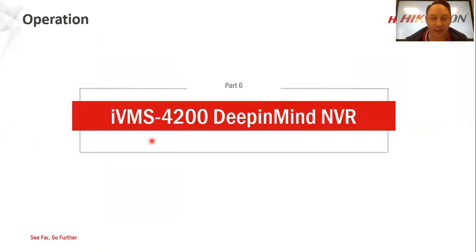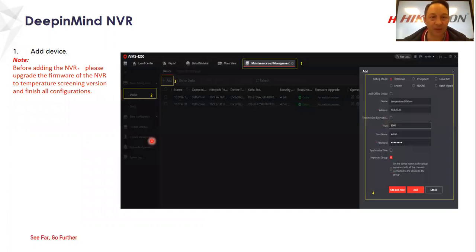All right, 4200 in the DeepinMind NVR. So what we need to do is obviously add the device into 4200, right? But before we add the NVR into 4200, it's important to have the correct firmware version on that NVR. Okay, so make sure, I showed you the firmware versions of the different devices on one of the initial slides that we went through. Make sure it's the latest firmware for that. If you're unsure, contact us. We'll get you the right firmware version for it. Otherwise, this whole thing's not going to work.